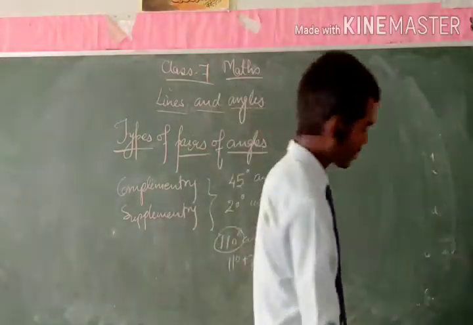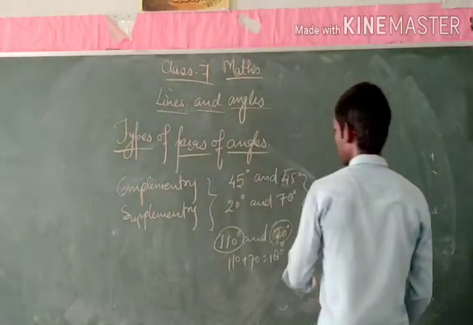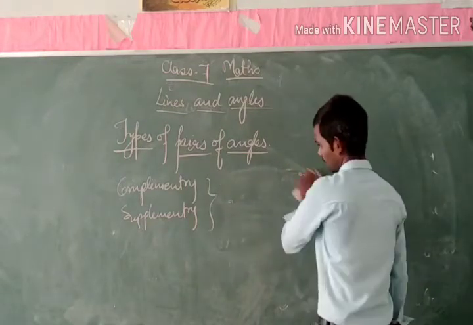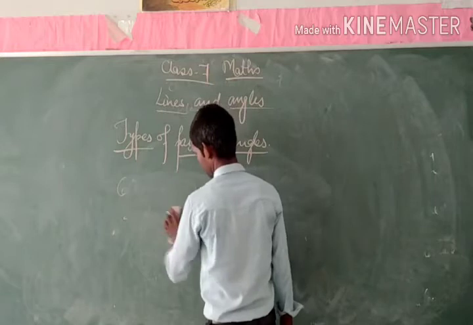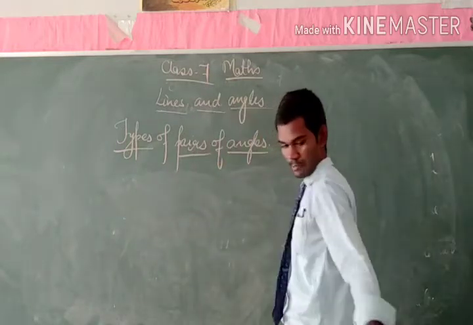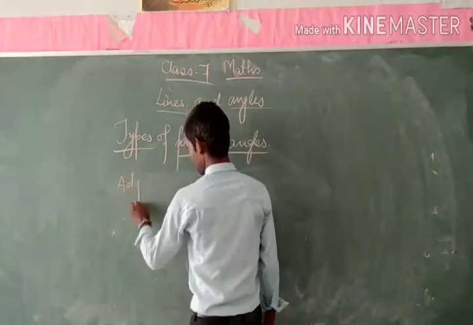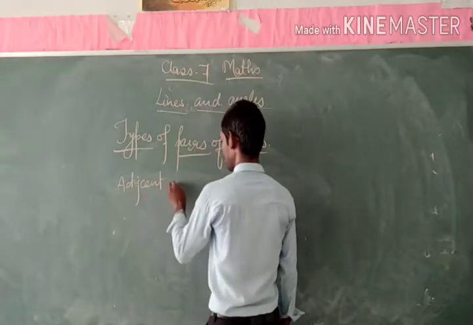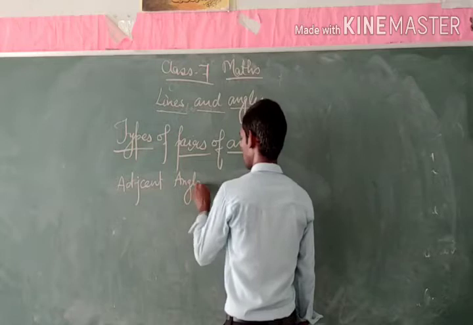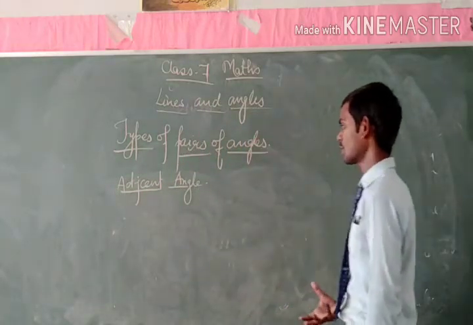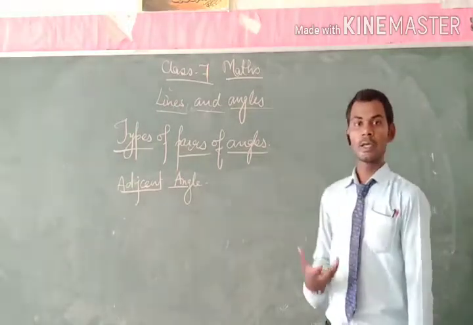Now let us discuss some new types of pairs of angles. One of them is the adjacent angle. What is the meaning of adjacent? Adjacent means joined.